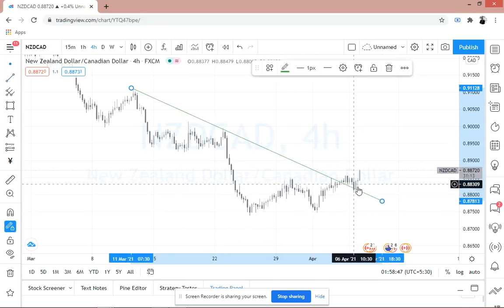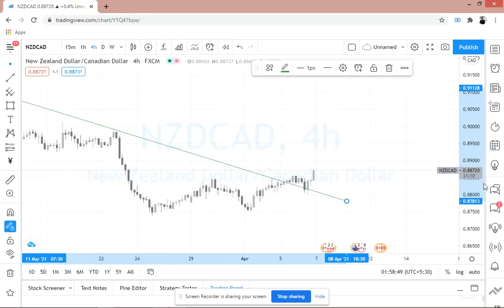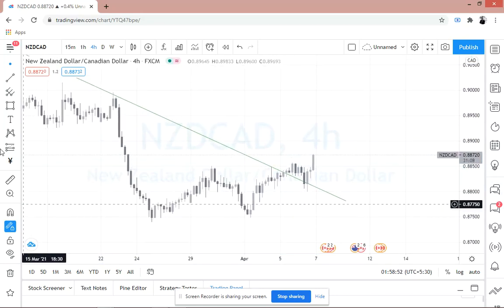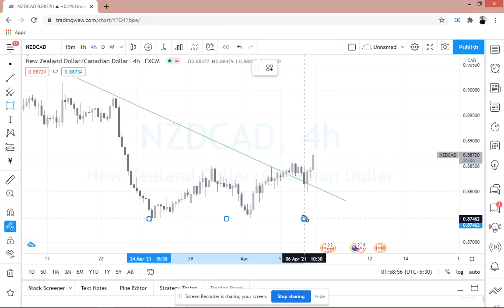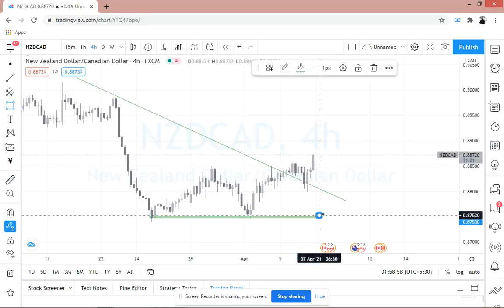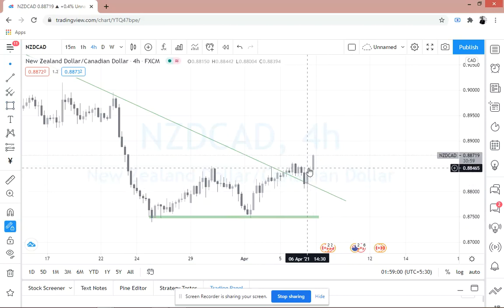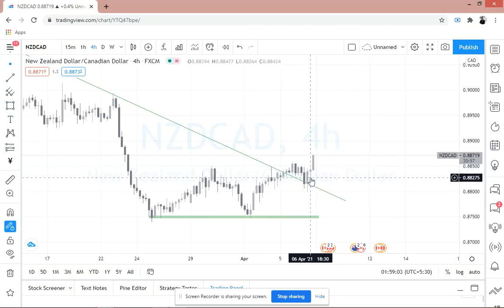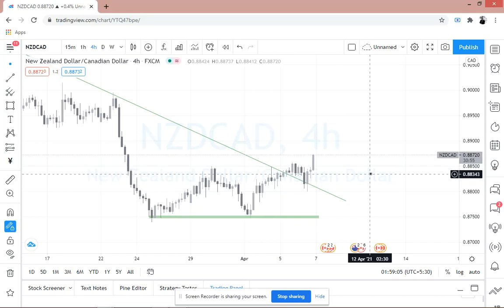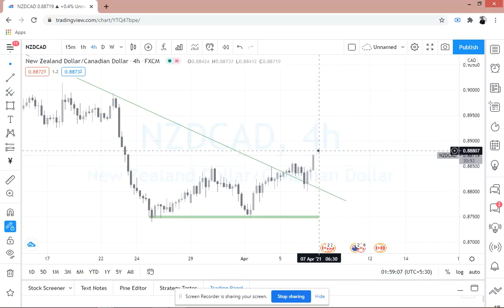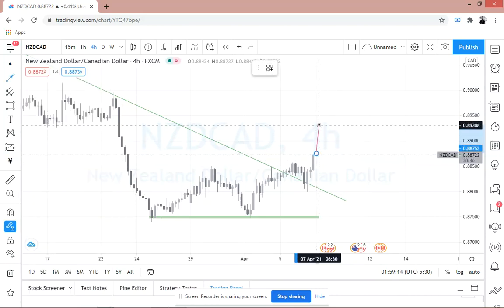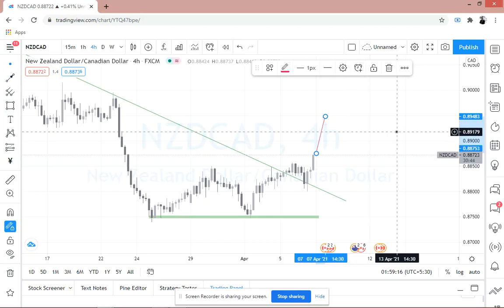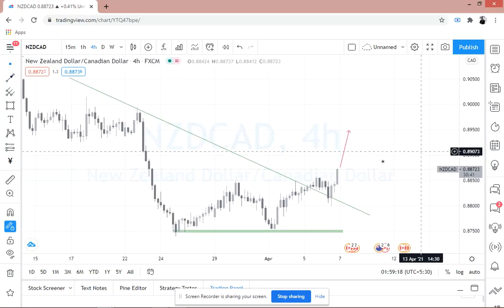Then it started making higher highs and higher lows. So we have something like a double bottom pattern. Then the market broke the trend line, made a retracement down to the previous broken trend line. Then we have some bullish momentum to the upside. So I think the bias is trying to go up on this level. So NZDCAD is trying to go up here.